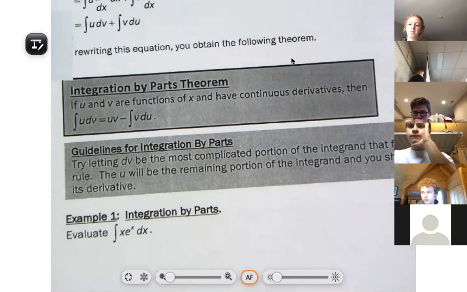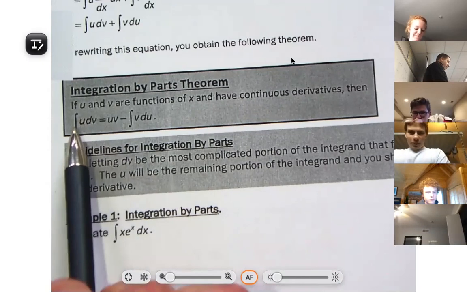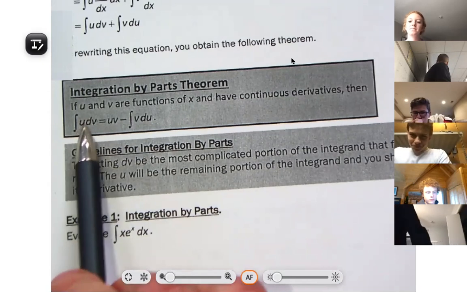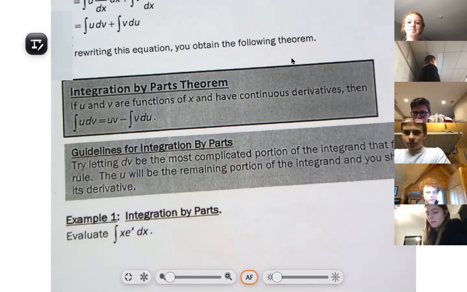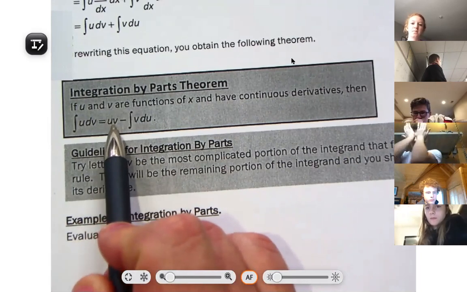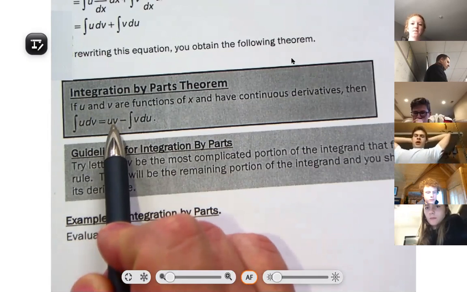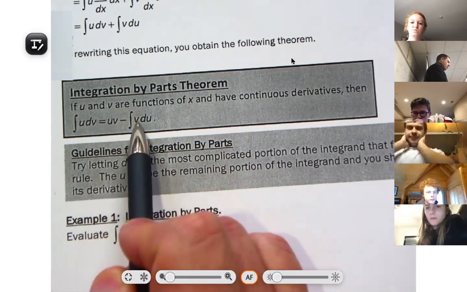This is the formula you guys need to know for integration by parts. When you are integrating a product, u is the first function, dv is the second function. So when you're integrating u dv, 2 things being multiplied, here's your formula. You take u times v, which I'll talk about how we find these things, but this is just your formula. You take uv minus the integral of v du.